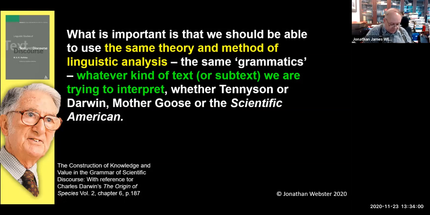Now, you remember that Halliday had this to say. It's very relevant to us in text linguistics. What is important is that we should be able to use the same theory, method of linguistic analysis, the same grammatics. Why does he use grammatics? Remember, it's not linguistics, it's grammatics, because his focus is on the grammar. Because that's what he's saying is really, that you can actually make observations about. And because your focus is on the grammar, you can apply it to whatever kind of text you're trying to interpret. Any kind of text should be able to be analyzed in the same way.